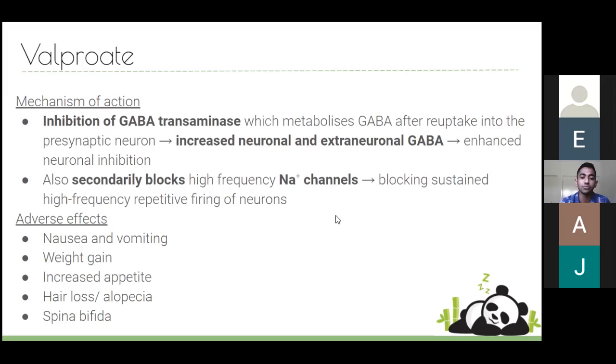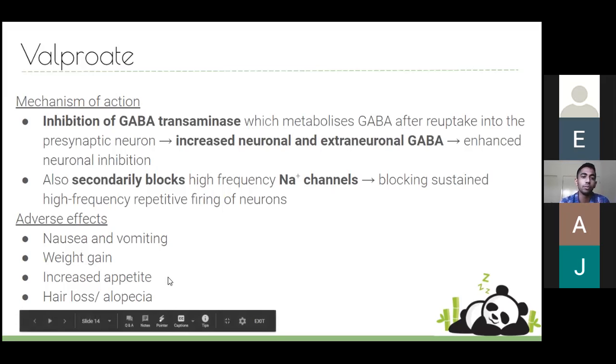It also has a secondary function of blocking sodium channels, but that's not as significant as this first one that we're talking about. So really focus on this one when we're thinking of valproate. Important things here are more of the metabolic effects, so weight gain and increased appetite, as well as hair loss and alopecia. Cool. This is also a very commonly used drug.